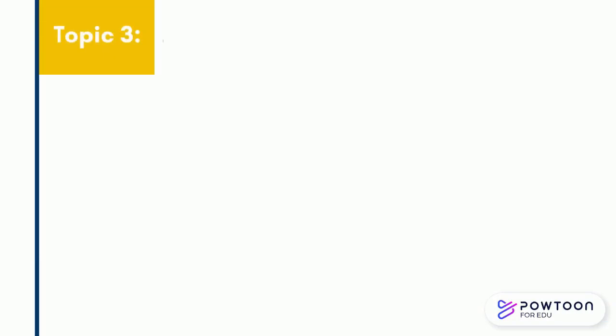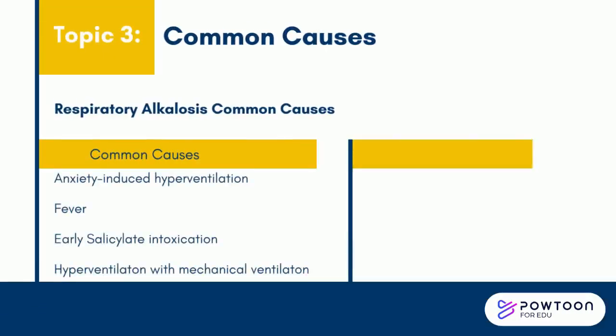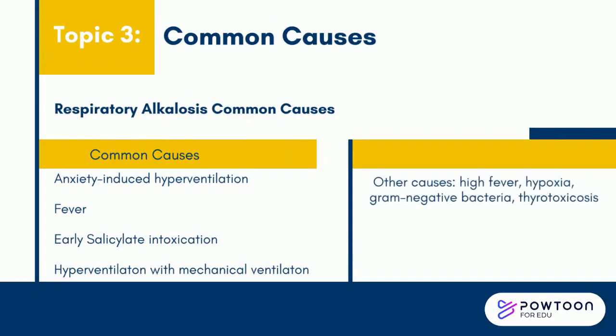The primary cause of respiratory alkalosis is going to be hyperventilation. Like I mentioned before, they just breathe off too much carbon dioxide. There are a few other causes here. Fever, because there's also tachypnea with that, as well as early salicylate intoxication.